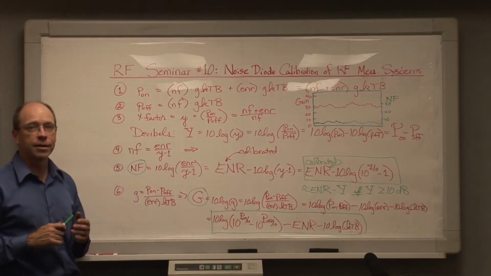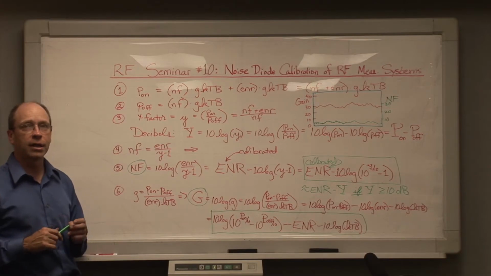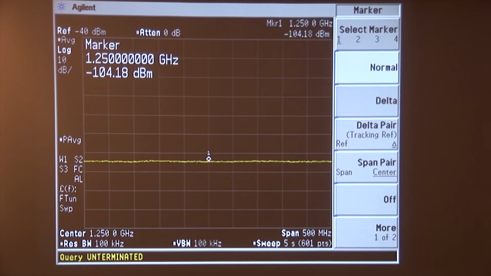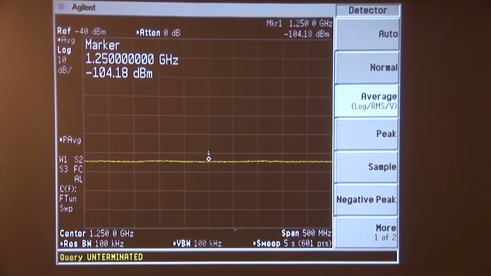What we're going to do next is go ahead and go into the lab section. This begins the lab section of talk number 10 on noise diode calibrations. What we have here is a display coming out of a spectrum analyzer, and this spectrum analyzer has been put into a detection mode, which is RMS average.